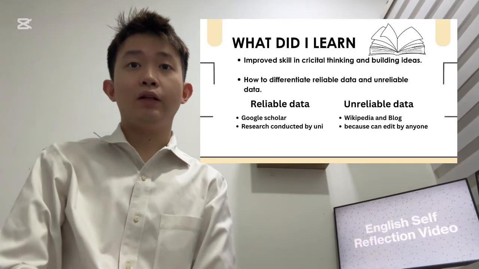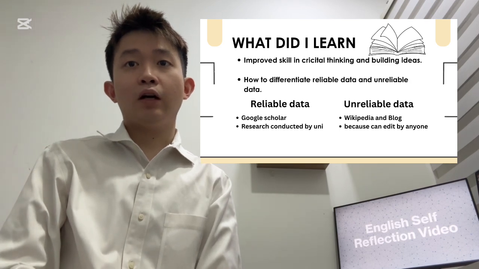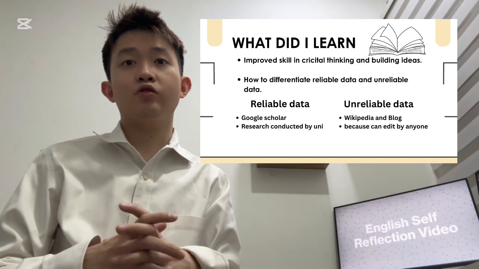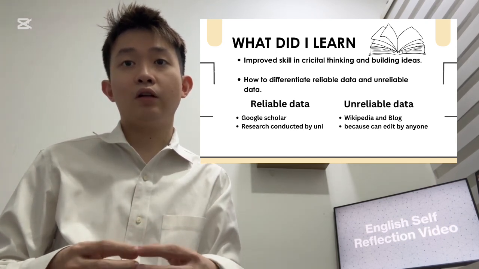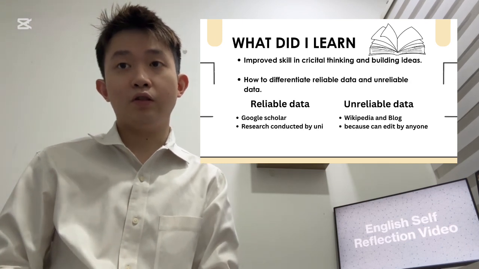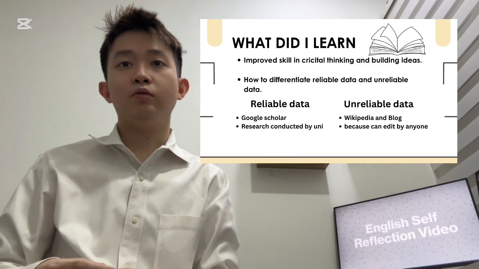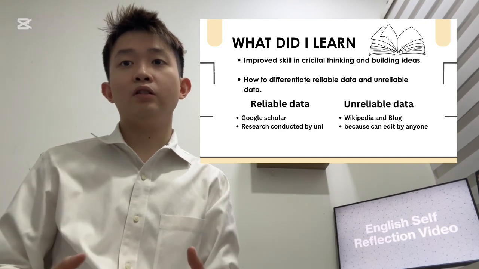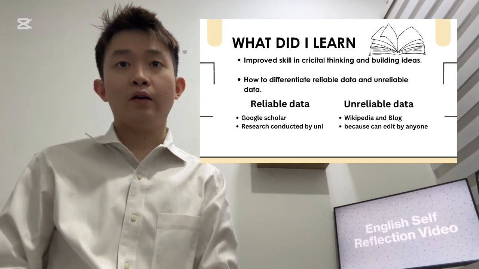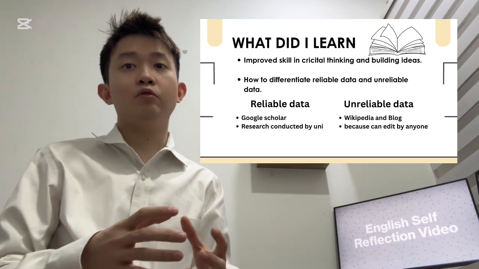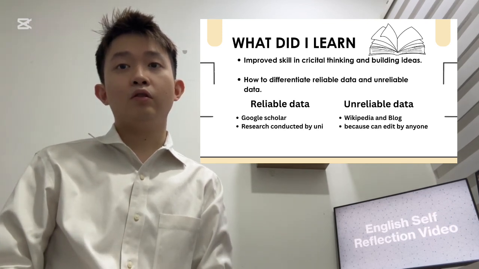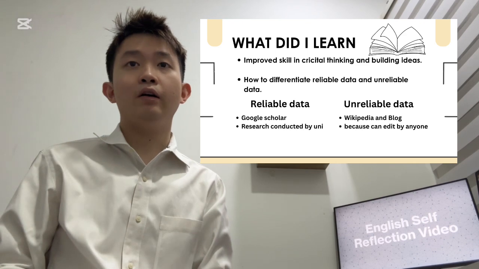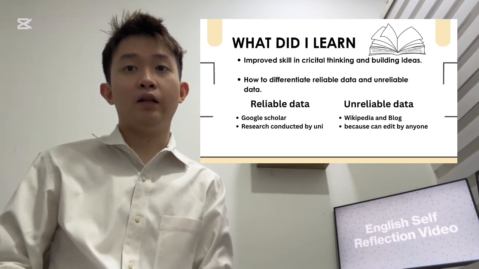So the next thing is, what did I learn? Through this assignment, I improved my skill in critical thinking and organizing ideas. I also learned how to write a structured argumentative essay with a clear introduction, body paragraphs, and conclusion. Not only that, I also learned how to differentiate reliable data and unreliable data. So what kind of information is reliable and unreliable? Reliable data is something from, for example, Google Scholar research conducted by universities, and unreliable data is something like Wikipedia and blogs because they can be edited by anyone.